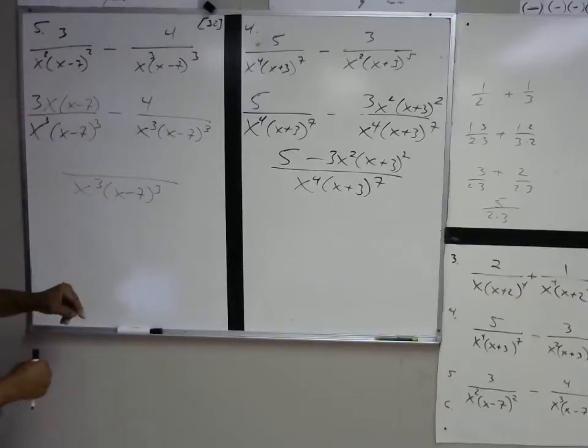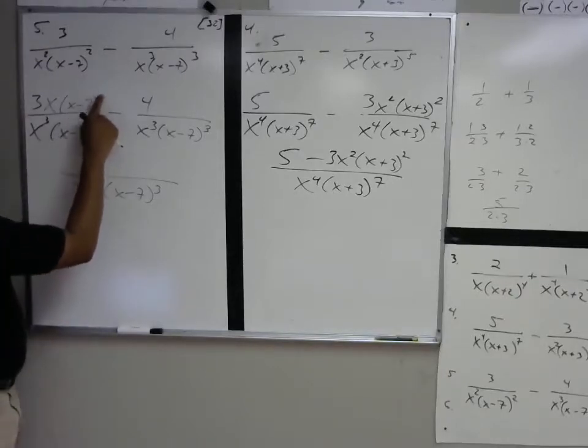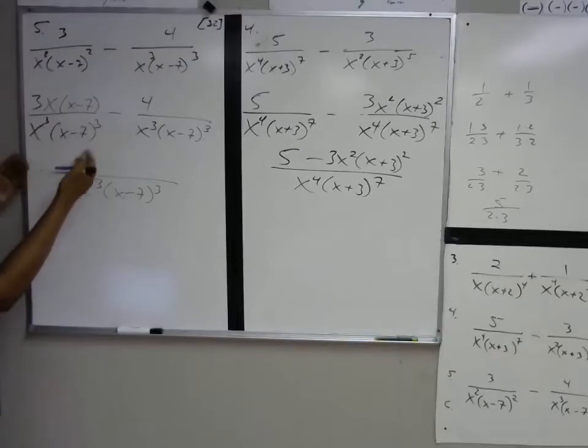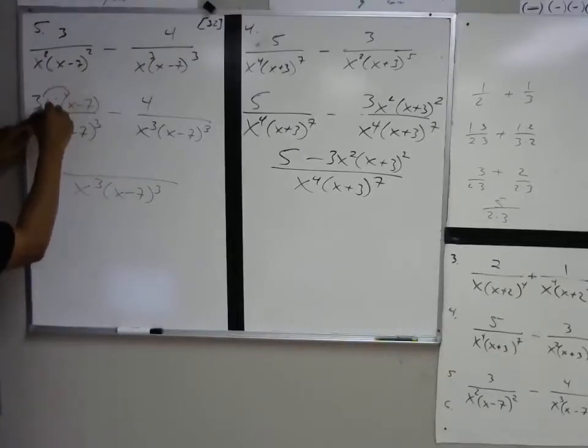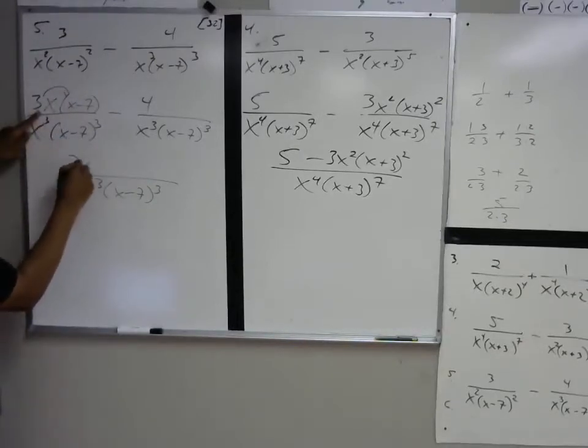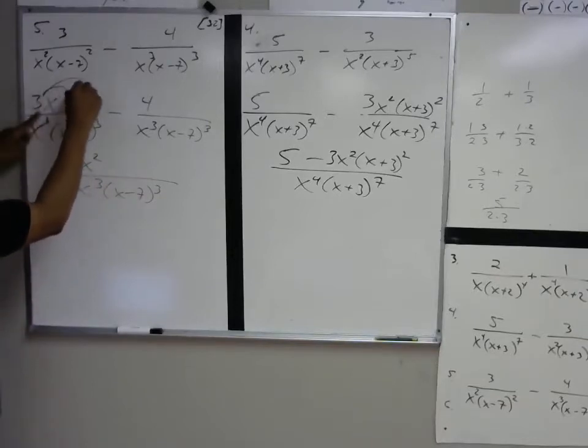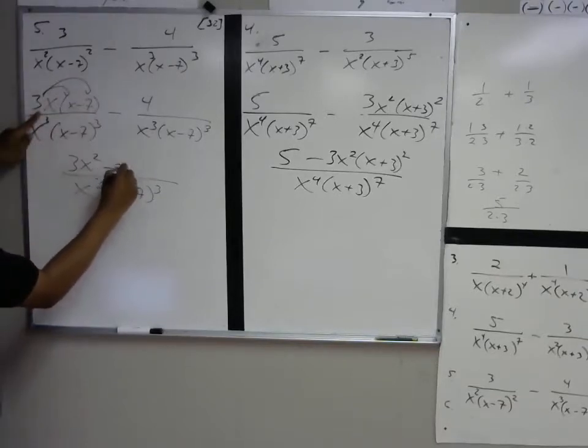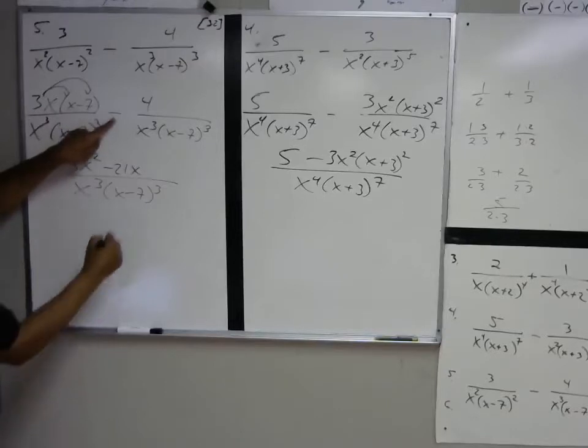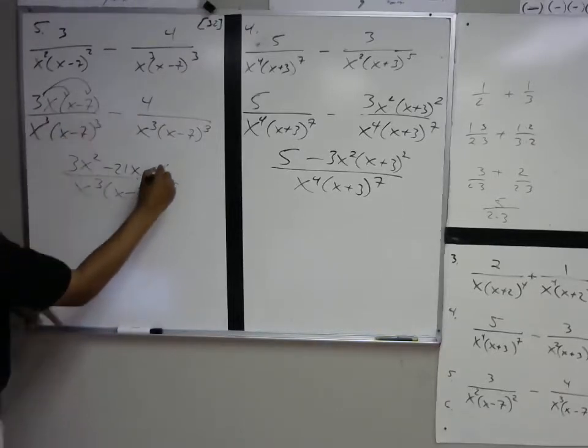Now notice here, this is x minus 7 to the 1st power, so we can distribute. So I get 3x multiplied here, so 3x times x is 3x to the 2nd power. And 3x times a negative 7 is negative 21x. Then my minus sign here, and then the 4. We're done.